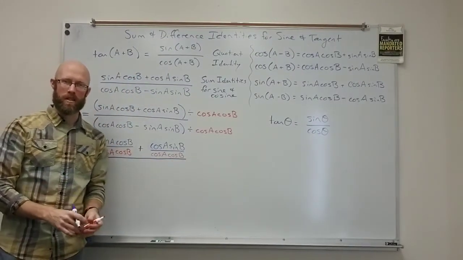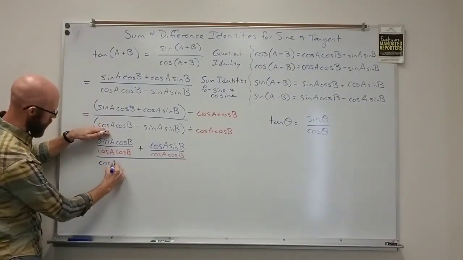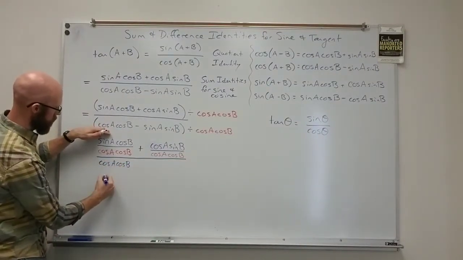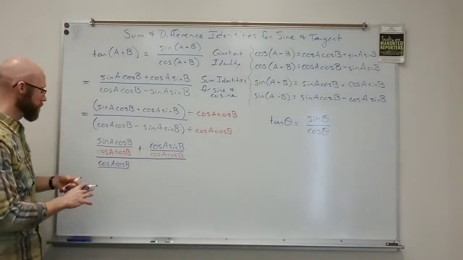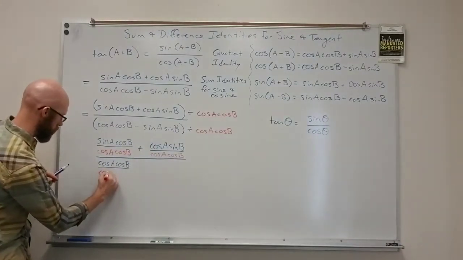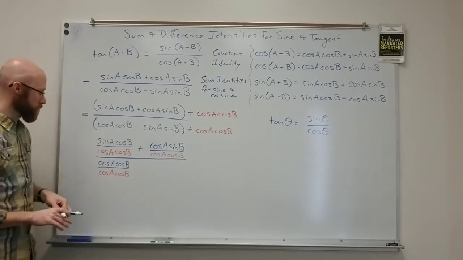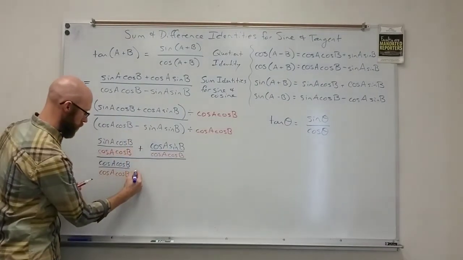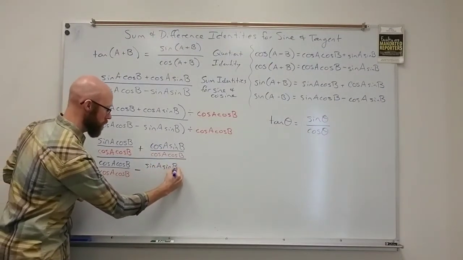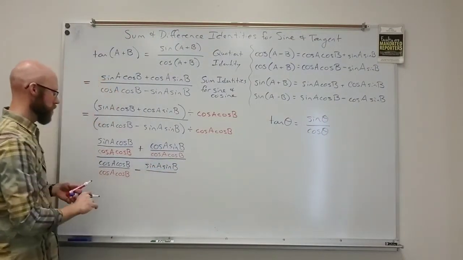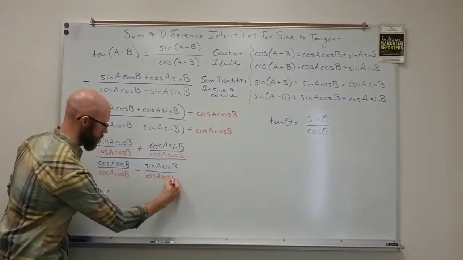Fractions inside of fractions. First term is going to be cos A cos B divided by our cos A cos B here. Well, that looks familiar. It's the same thing. That's going to help us reduce some stuff. And then we're going to subtract off sine A sine B all over the same denominator again, cos A cos B.